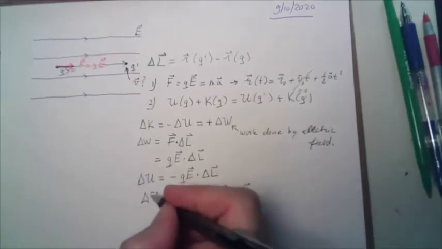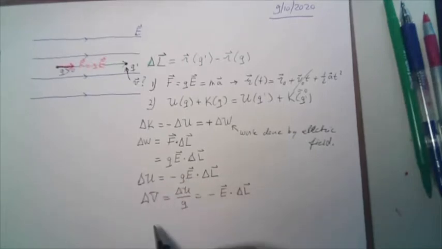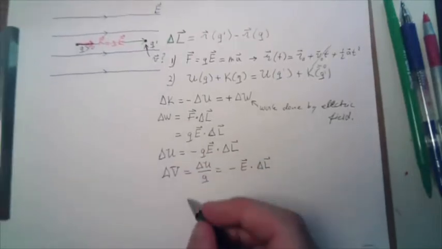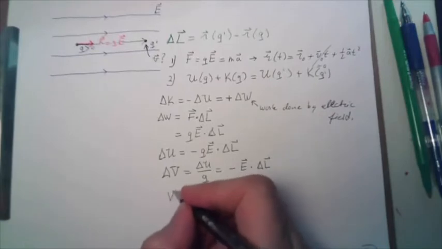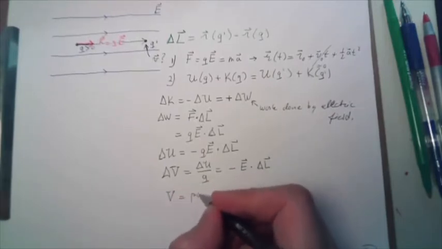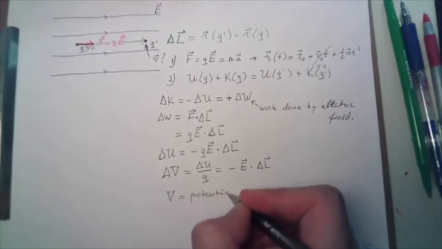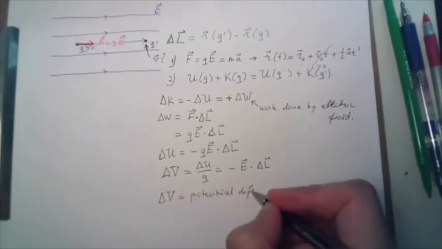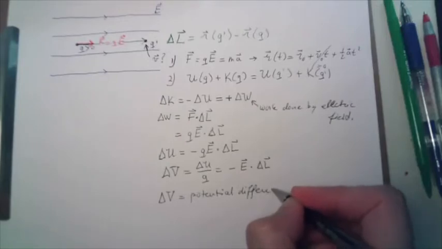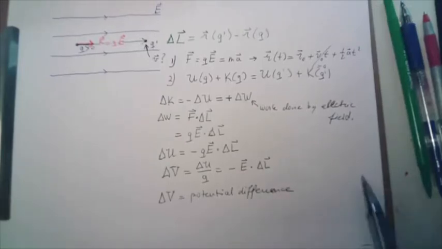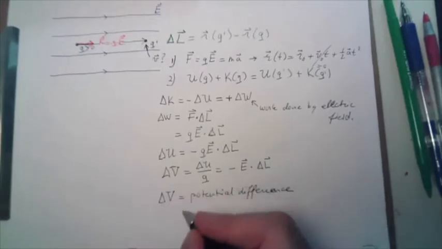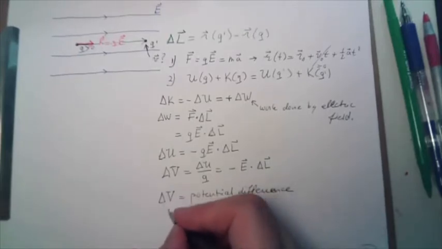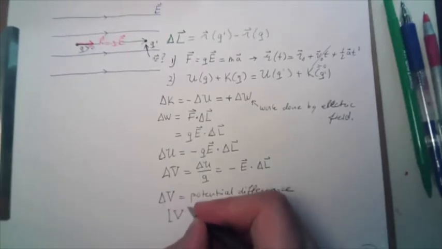All right, so this is the potential. V is the potential, and then delta V is the potential difference. And the units of V are volts.